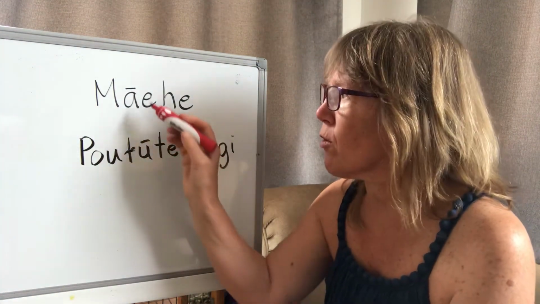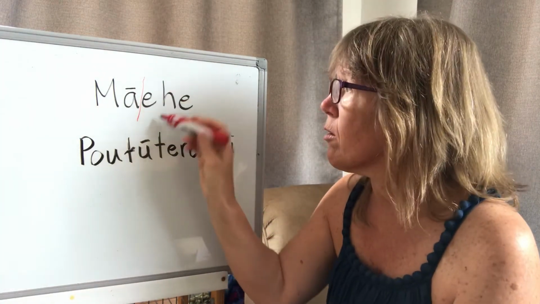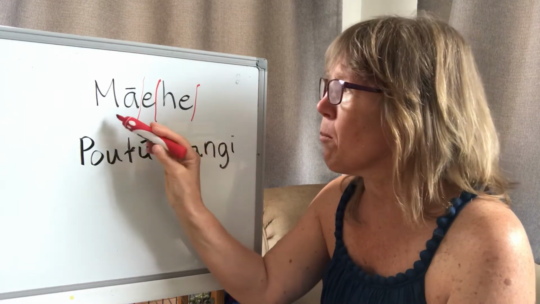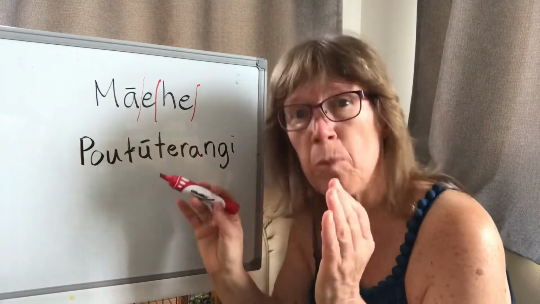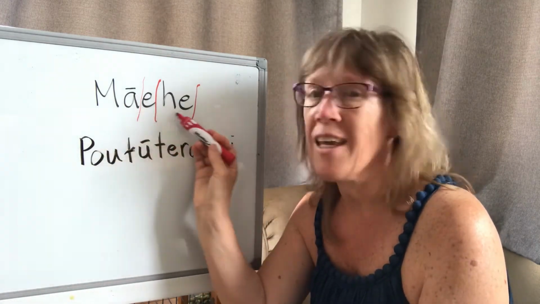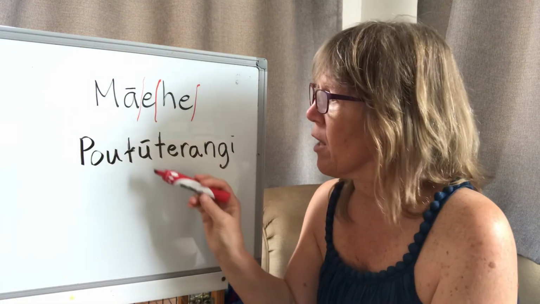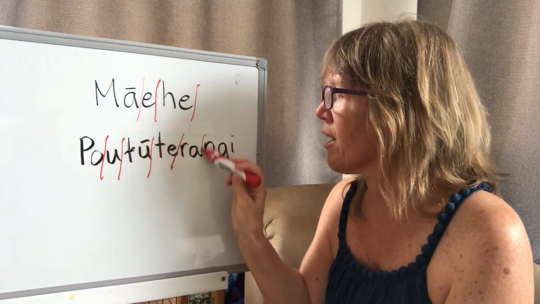So, let's look at this first one. We've got a macron over this A, and we always put a break after every vowel, like that. So, maehe. And we've got the breaks, but we still glide them together. Maehe, maehe, maehe. And then pou tu te rangi.